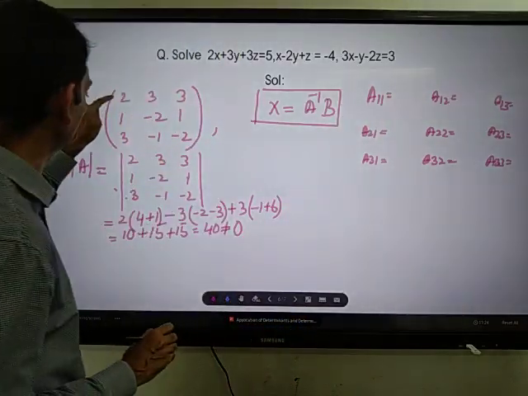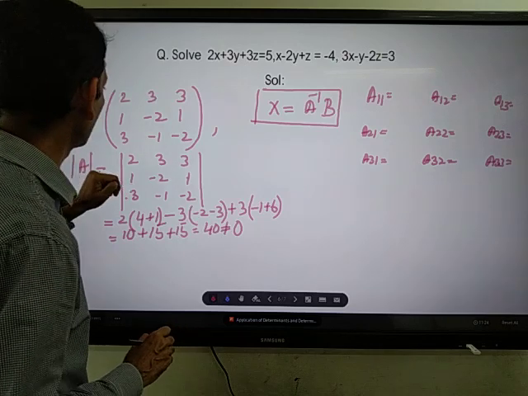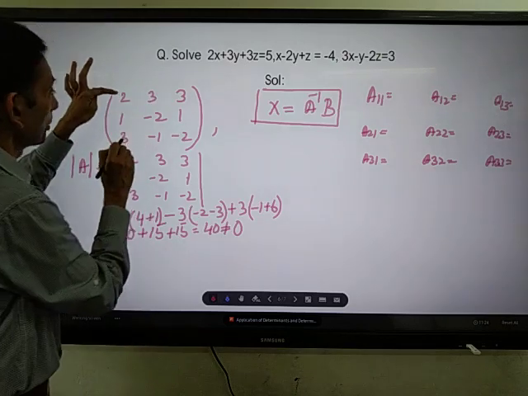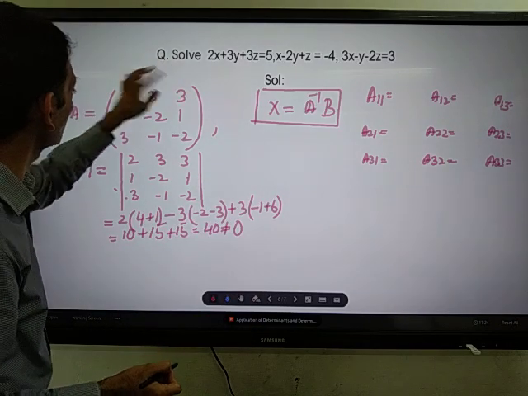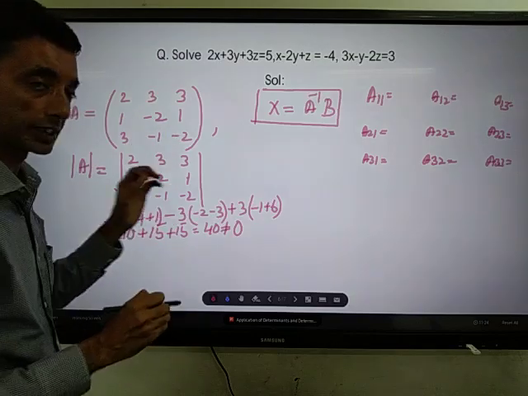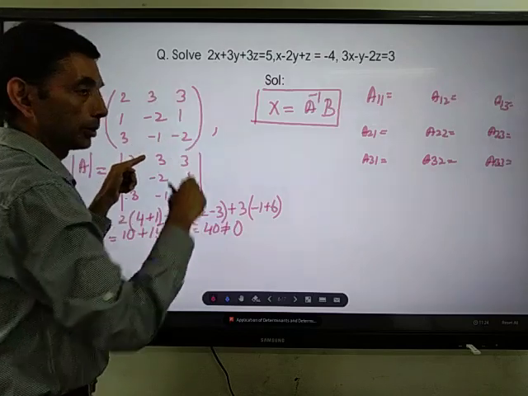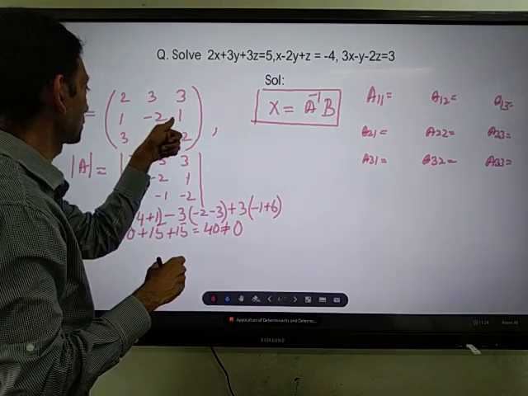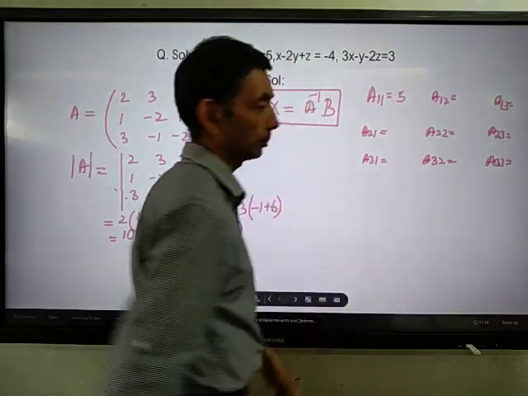A11 means you need to calculate the cofactor of 2. What will be the cofactor of 2? Already I explained how to find the cofactors. You need to ignore this row and this column. So you need to multiply: minus 2 into minus 2 is plus 4, and minus 1 into 1, there will be one more minus sign, so it will be plus 1. So 4 plus 1, it will be 5. This element will be 5.